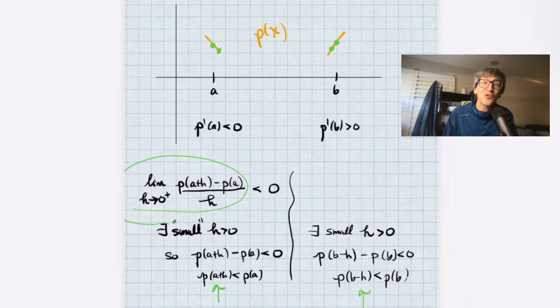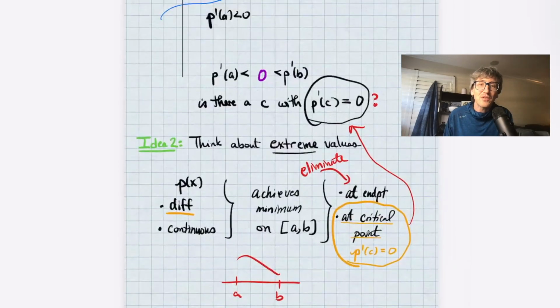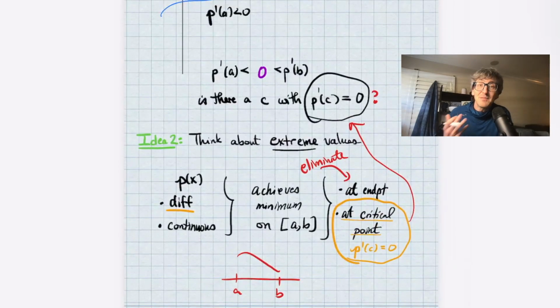And since we've reached our goal, by the extreme value theorem, the minimum, which has to exist, must happen at a critical point. And since our function was differentiable, that critical point has to be a point where the derivative exists and is equal to 0. And that's our goal. So that's how you would unravel everything together.